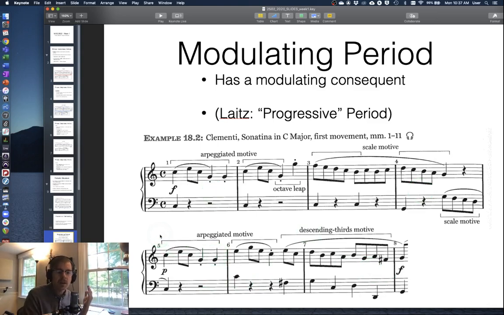It still is a periodic structure because the phrases progress with their cadences from half cadence to authentic cadence. It's still a periodic structure because musically the two phrases are linked by motive, and we could even say that these are parallel modulating periods, right? They're parallel because the first halves begin the same.